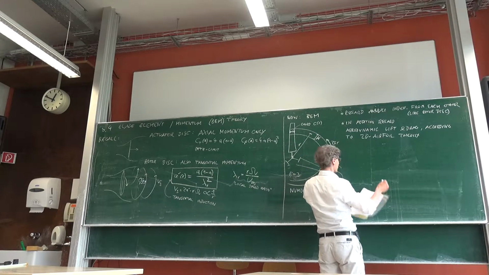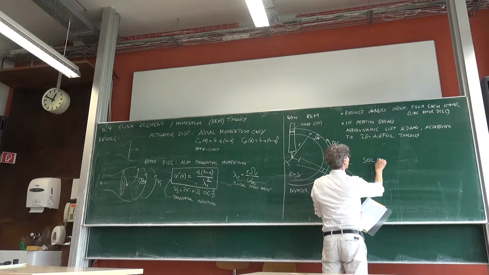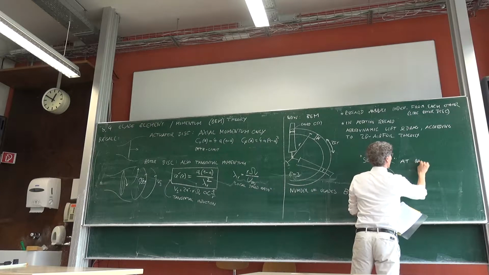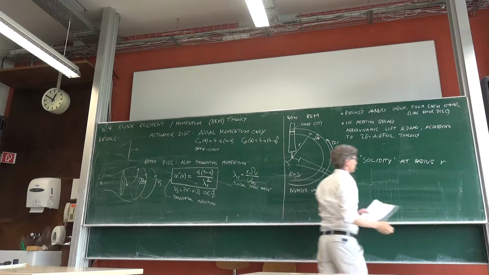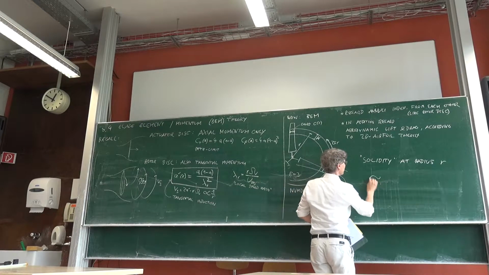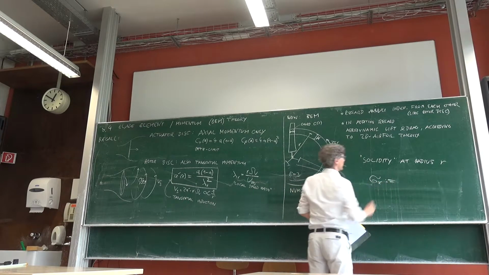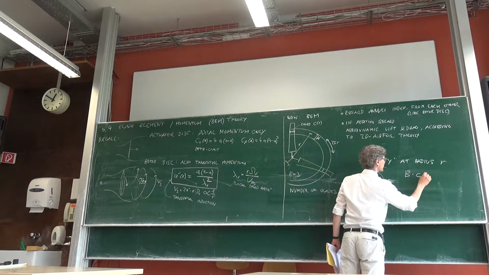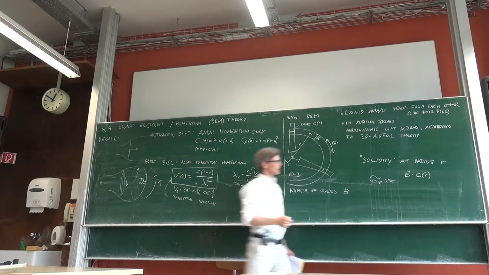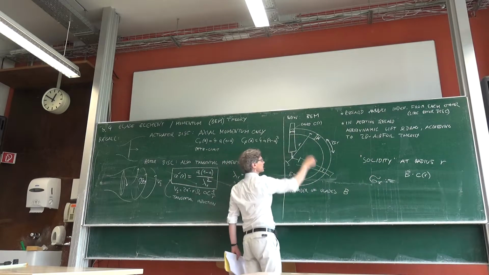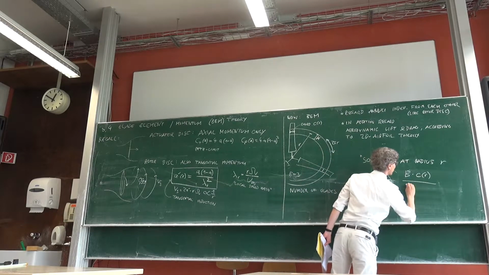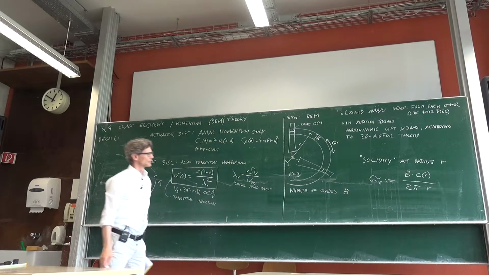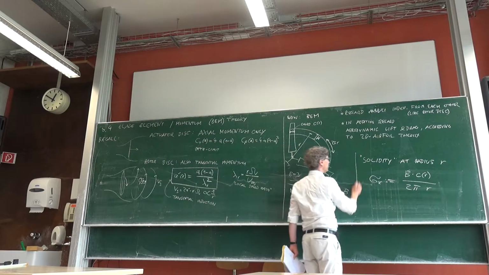That is the solidity. But it's at radius r, and we define it to be sigma r, and it is the number of blades times the chord length of the blades, that's like this, this and this, divided by the total length of this circle. So this is an important quantity.